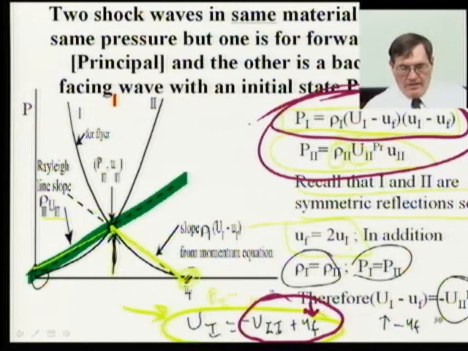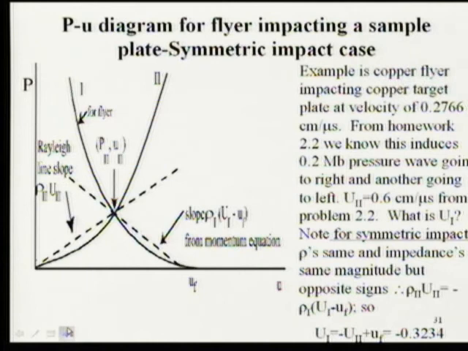So you could even go further and use the same argument for symmetric plate impact and use copper. If you used a flyer plate of copper, just to put numbers on it, what if you had a flyer plate that's going pretty fast? That's 0.2766 centimeter per microsecond. That's really pretty fast.